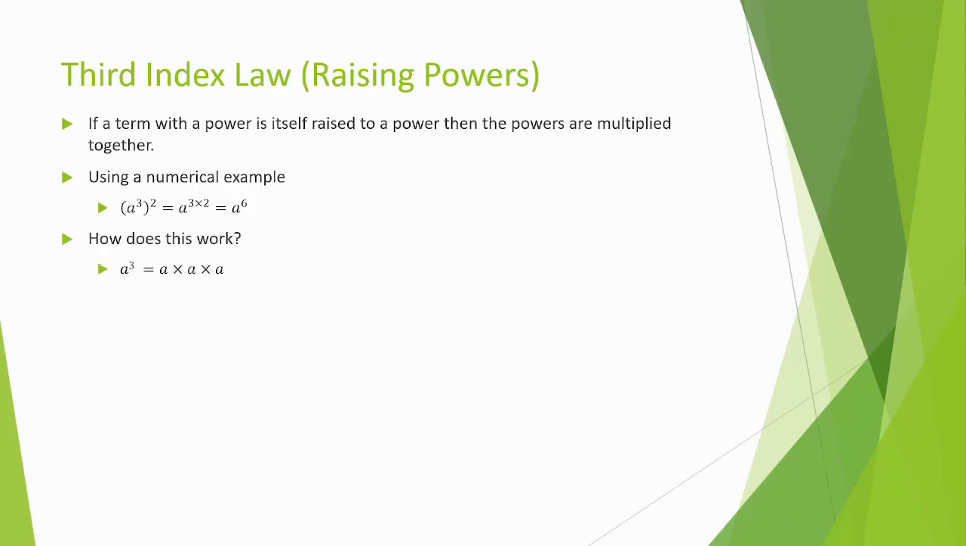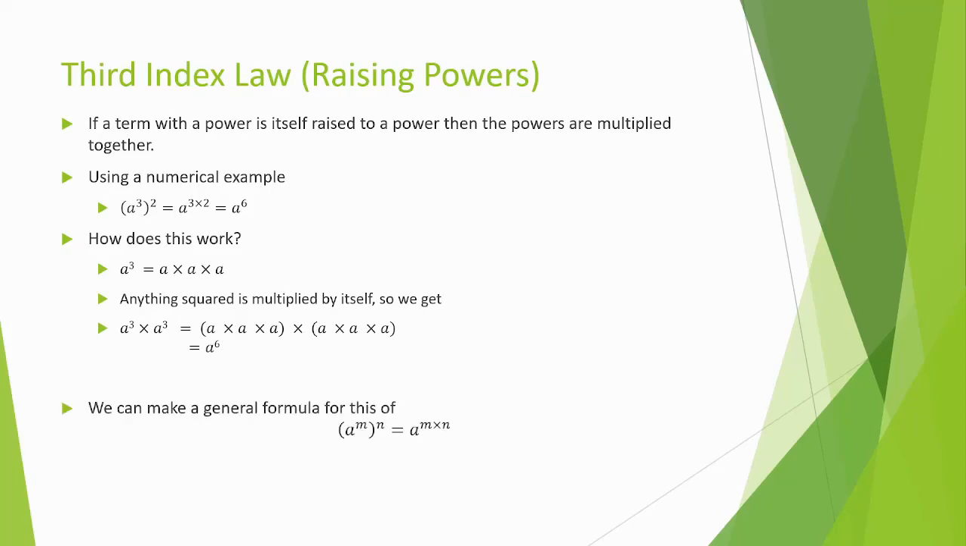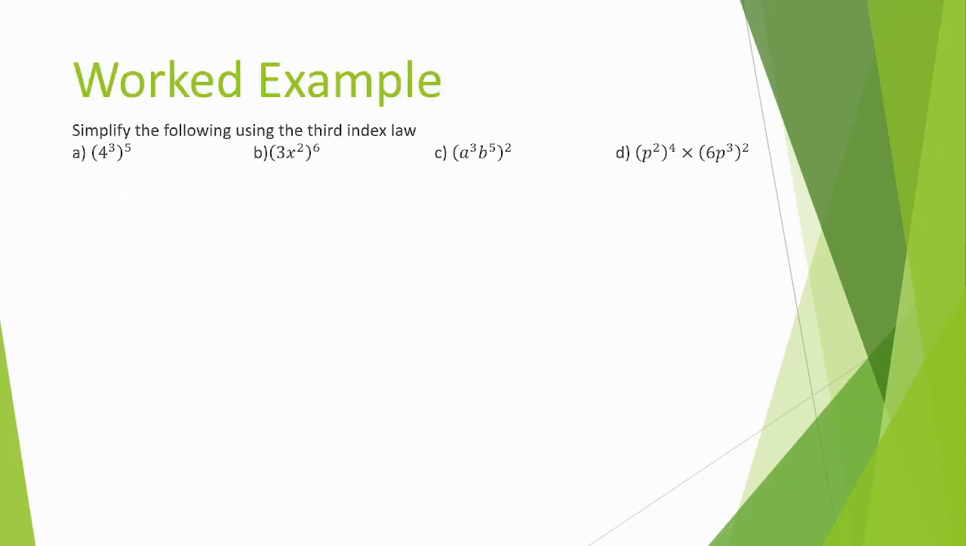Well, we know that a to the power of 3 is a times a times a. And we know that anything squared is multiplied by itself. A to the power of 3 times a to the power of 3 is a times a times a times a times a times a, which is a to the 6. So you can see that we've got two groups of a to the power of 3's. So we can use this general formula. A to the power of m all to the power of n is equal to a to the power of m times n. So let's go through some worked examples.